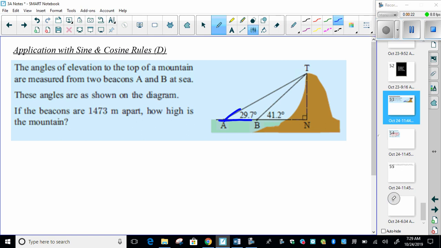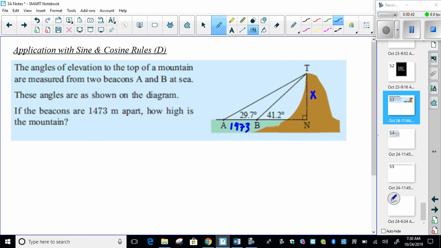And they're measured from two different beacons, from A and B at C. These angles are shown on the diagram. If beacons are 1,473 meters apart, how high is the mountain? So we want to figure out what this is. And in order to figure this out, we knew two angle measurements, and we also knew this distance.